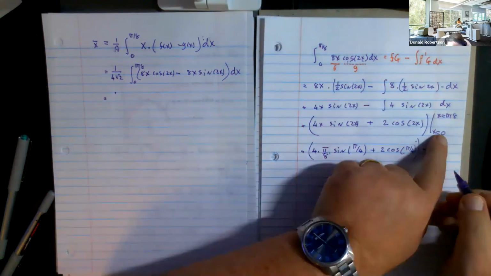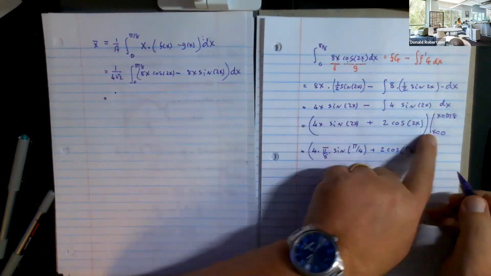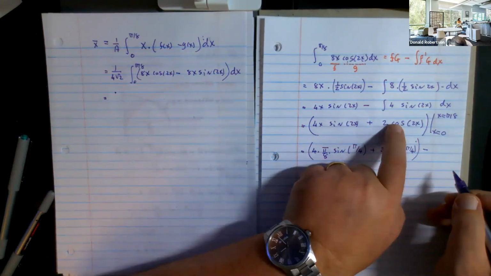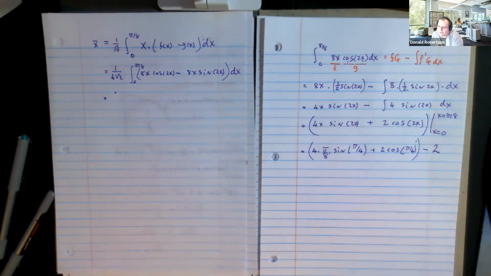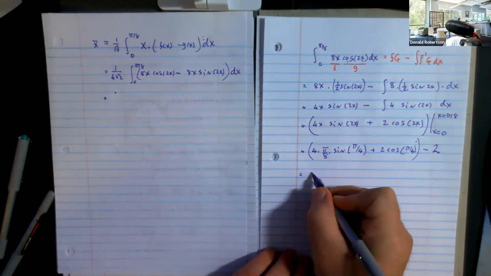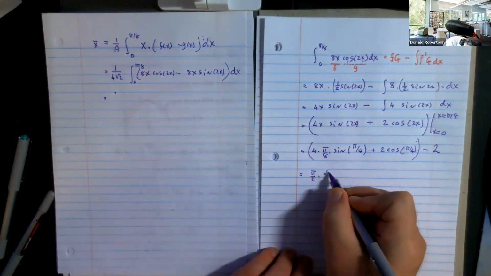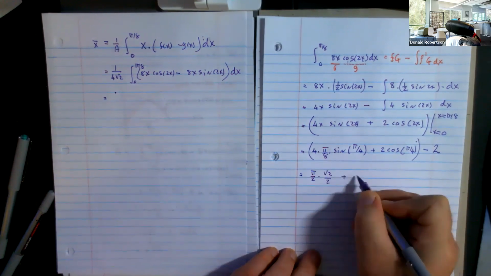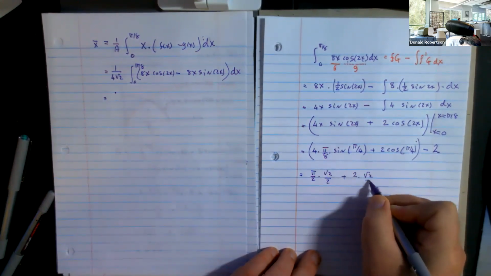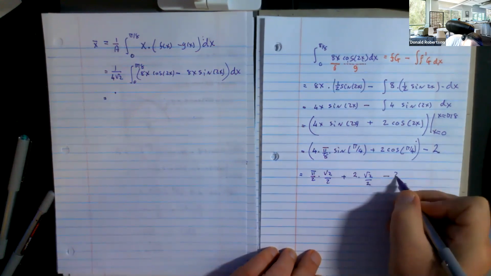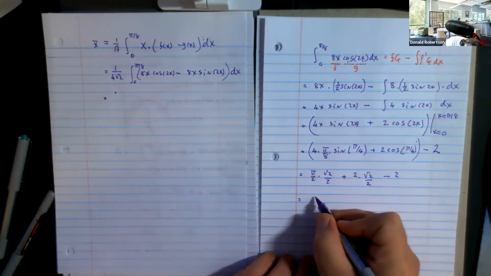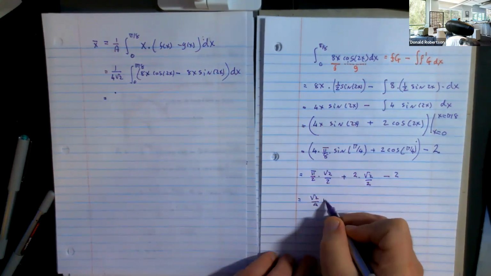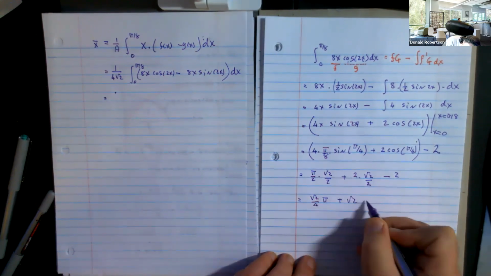Subtract. You plug in 0 here, that goes away. If you plug in 0 here, you get 2 lots of the cosine of 0, which is 2 times 1. And because I'm running short of room, I'll just write the answer. Now, this guy becomes pi over 2 times root 2 over 2, plus 2 times root 2 over 2, take away 2. And what do I get out of that? I get root 2 upon 4 pi plus a root 2, take away a 2.